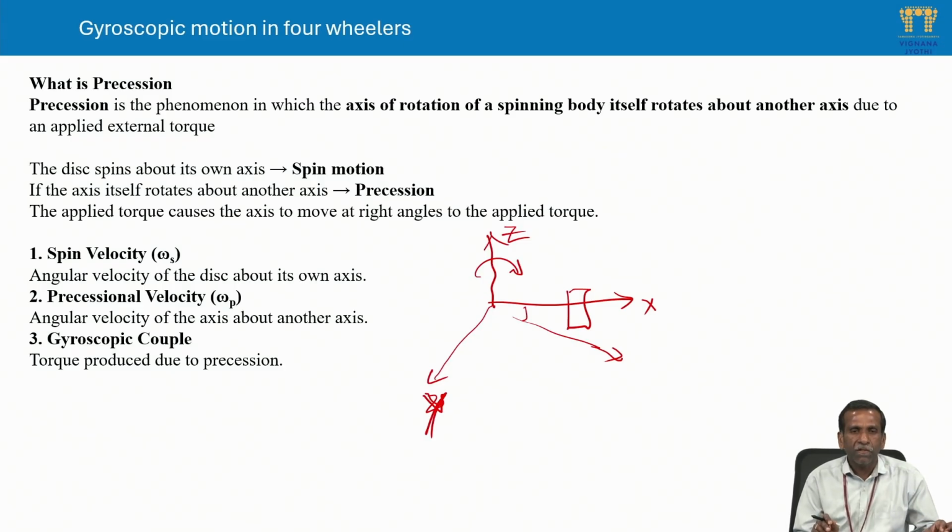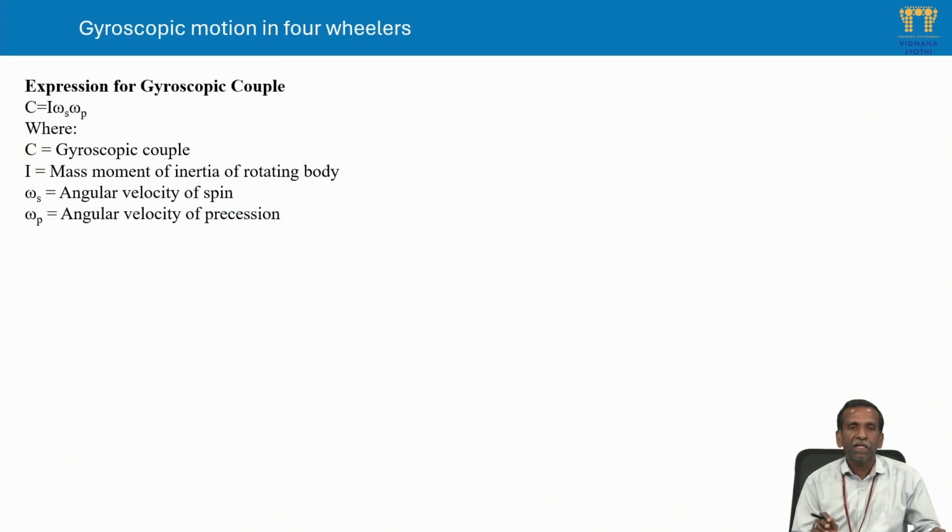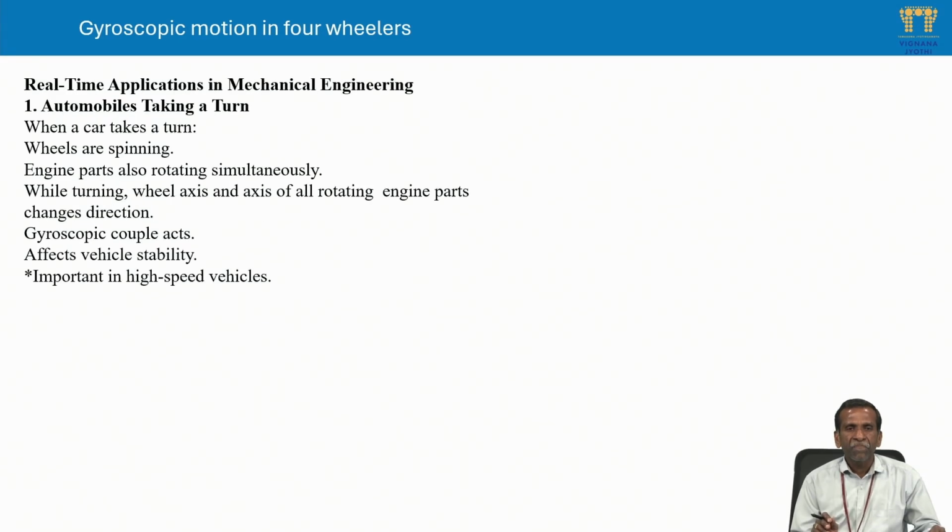So as we know, for the spin axis velocity we use omega s, for the precession axis angular velocity omega p, and the gyroscopic couple, that is the torque due to precession, we can calculate using this relation. Gyroscopic couple is I omega s omega p.